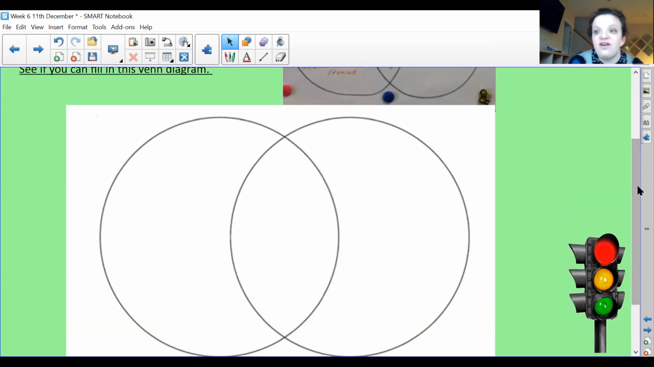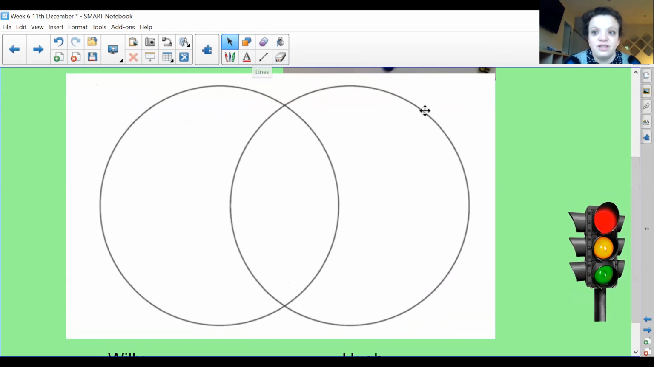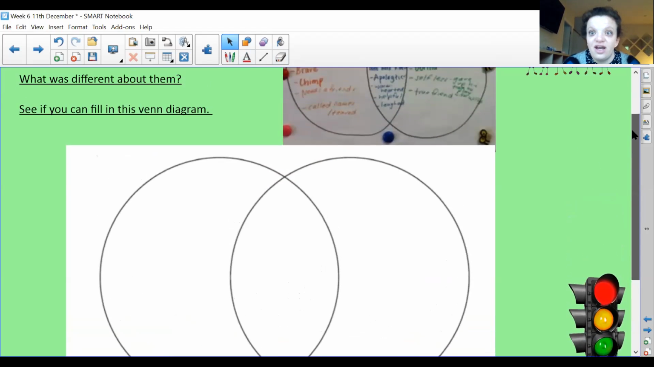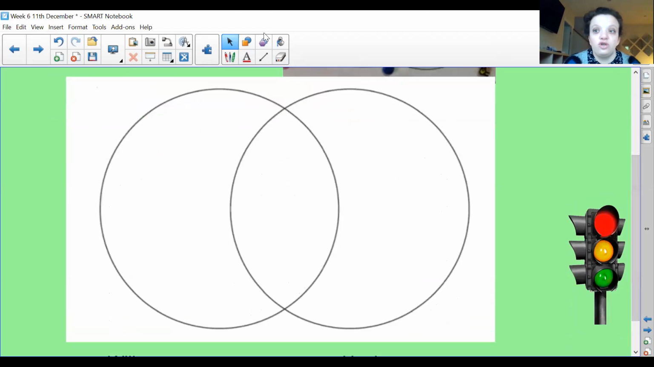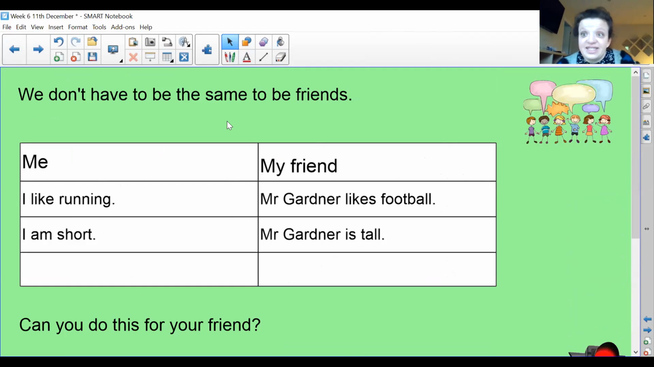Okay, fantastic. I hope you've had a really good go at some of those Venn diagrams and have got some really lovely ideas of what was different and then what in the middle was the same. So, we don't have to be the same to be friends. Willie and Hugh prove that. And if you look around our school and if you look at your family and their friends and you go anywhere, you'll see that not everybody is the same and not everybody has the same personality, the same likes, they don't look the same. It doesn't matter. You don't have to be the same to be friends.